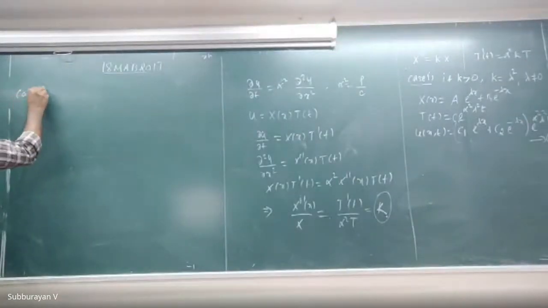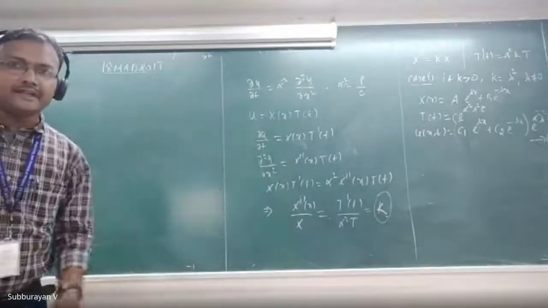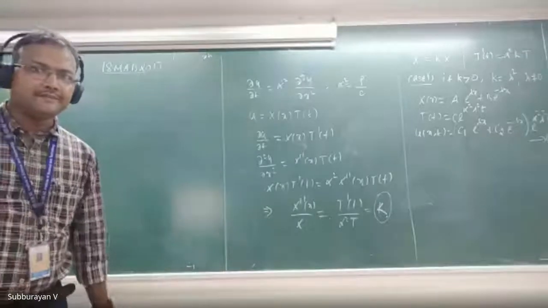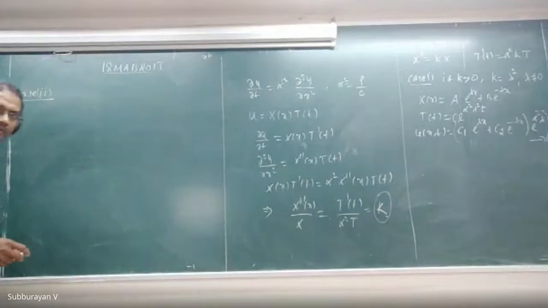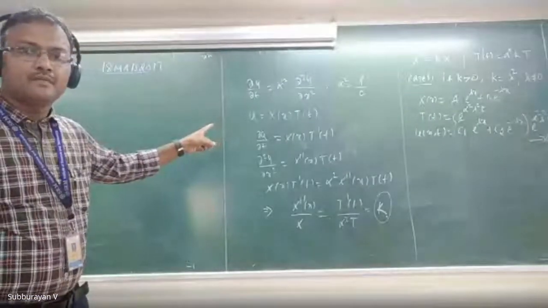What is the second case? We assumed that k is greater than 0. Now what is the next case? Anyone please? Less than 0. Yeah. And one more thing, whether this board is visible. Is it visible? Yes, sir. Okay, fine. Yes, it is.